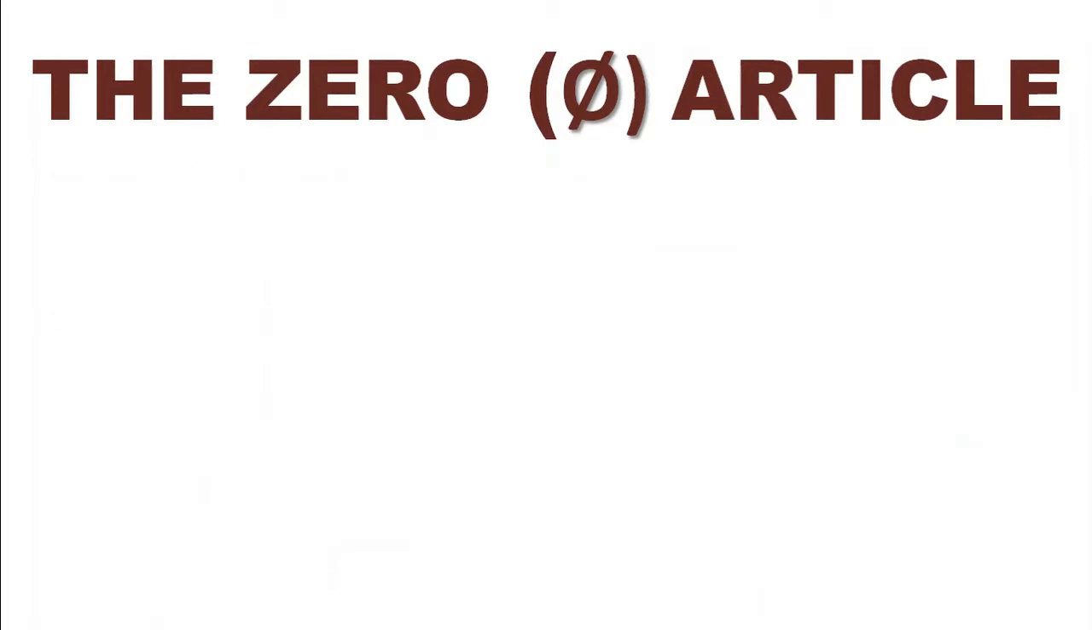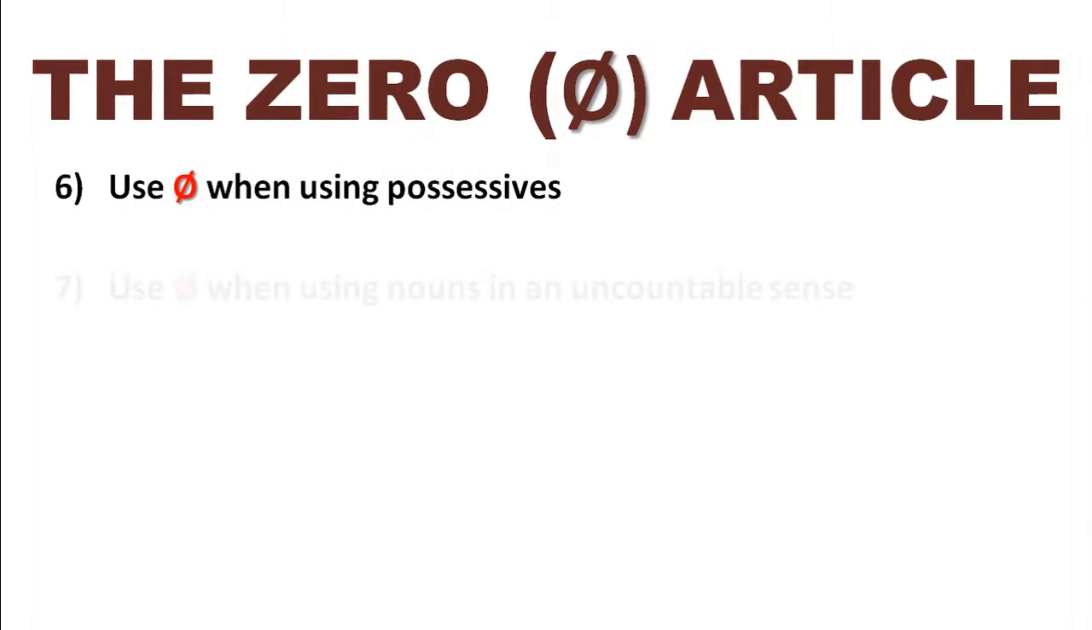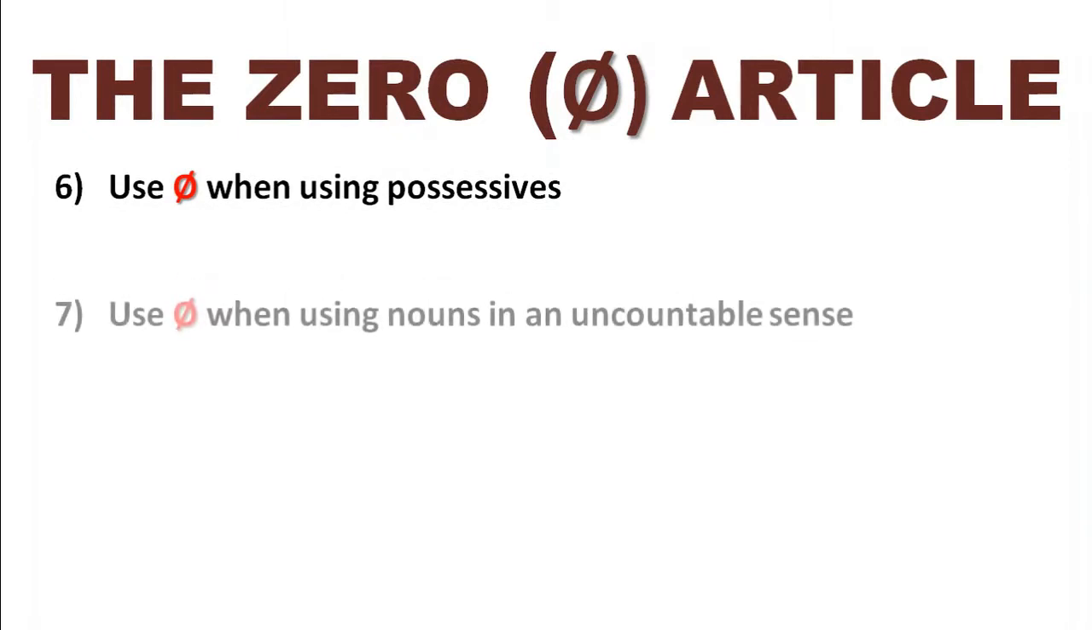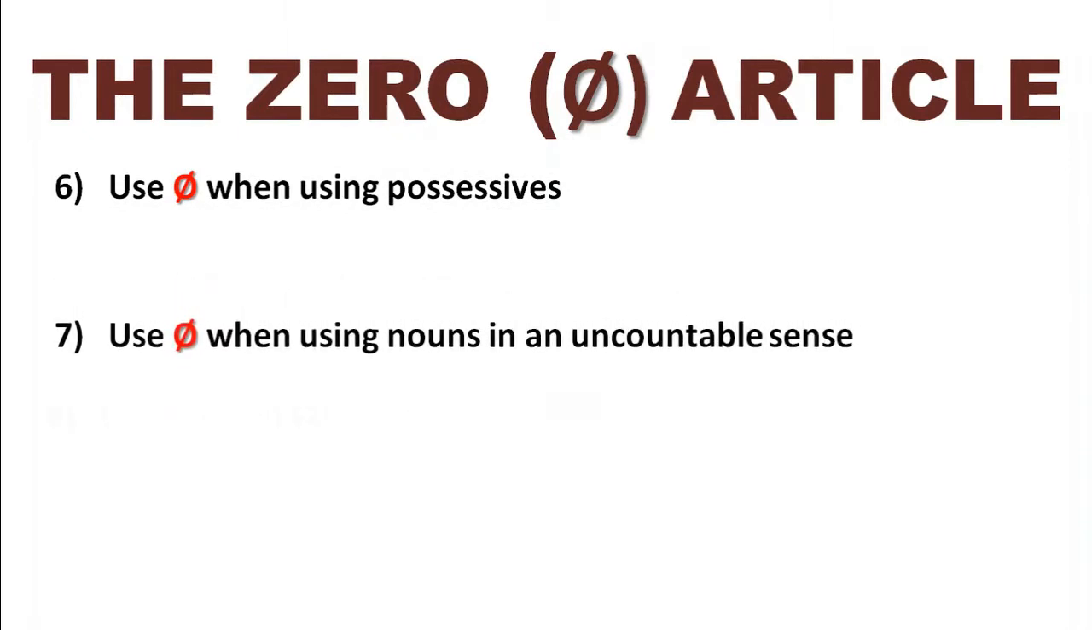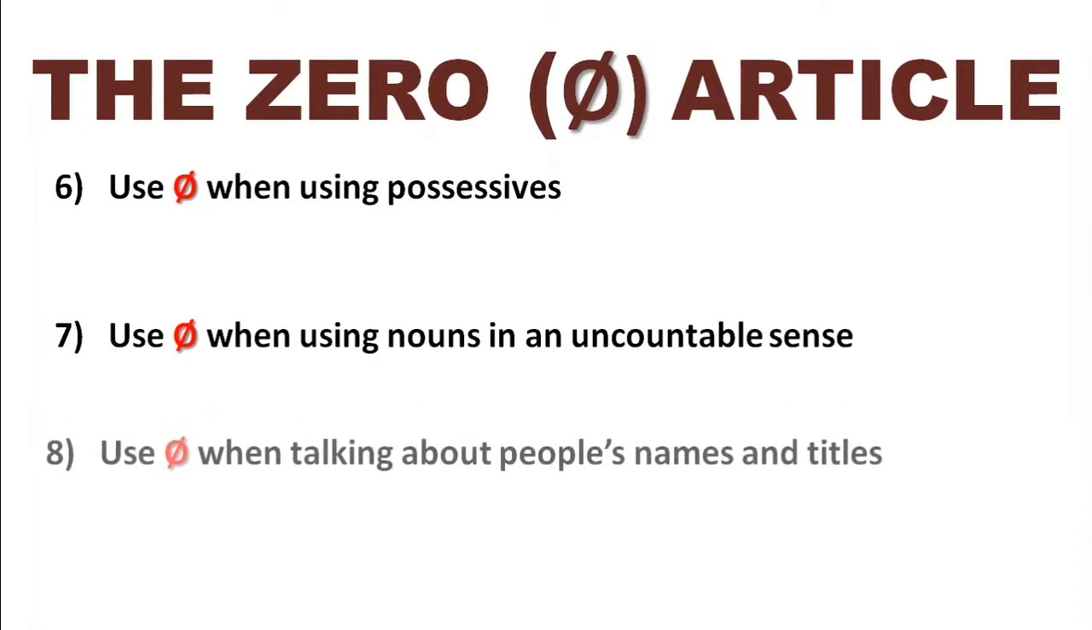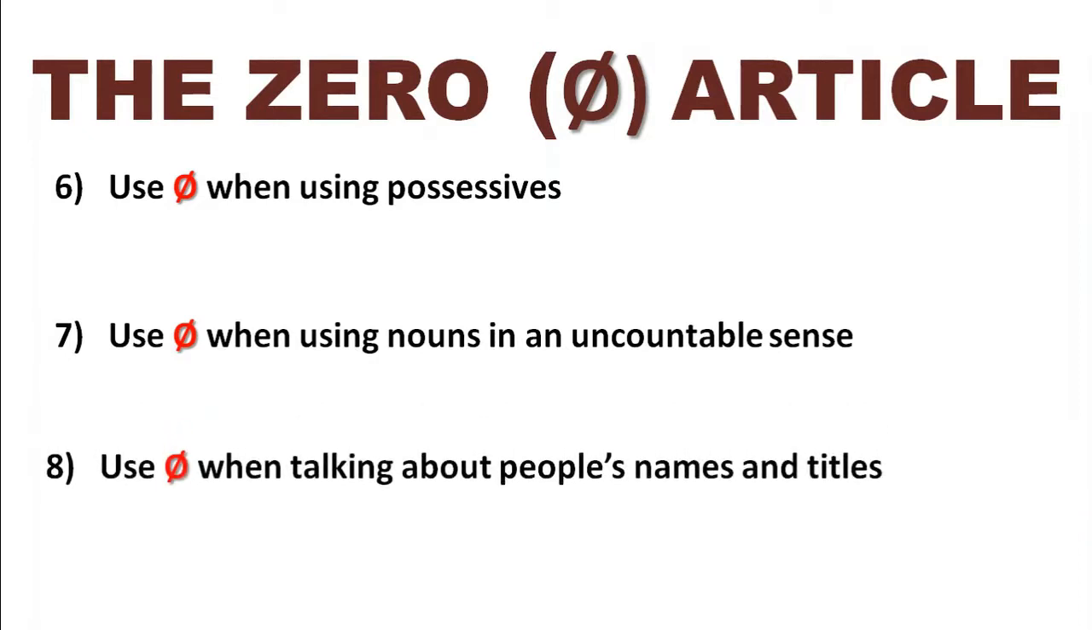And then here are the last three rules for using the zero article. First of all, we use no article when using possessives. We use no article when using nouns in an uncountable sense. We mentioned this before. And also, we have the zero article option when talking about people's names and titles. So let's have a look at these.